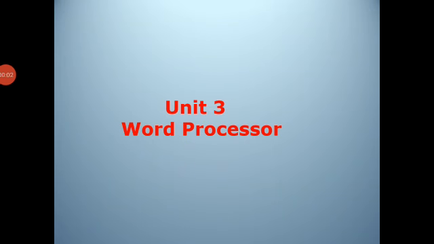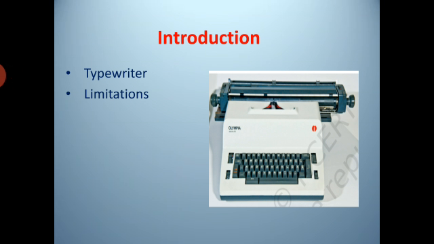Dear students, today we will start Unit 3, that is Word Processor. As you all know, in earlier days, manual typewriters were used for typing a document, which was replaced by electronic typewriter. There are several limitations to using a typewriter, which are: in case of any typing error, the whole sheet is required to be typed again.